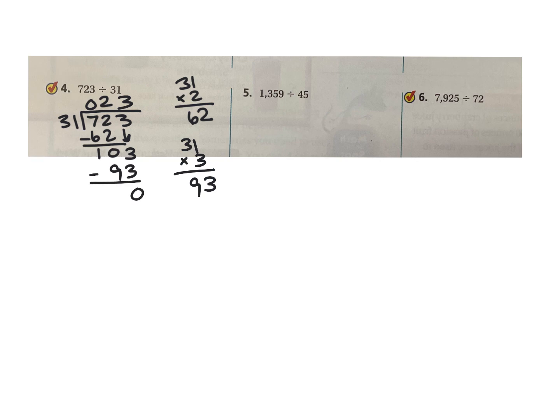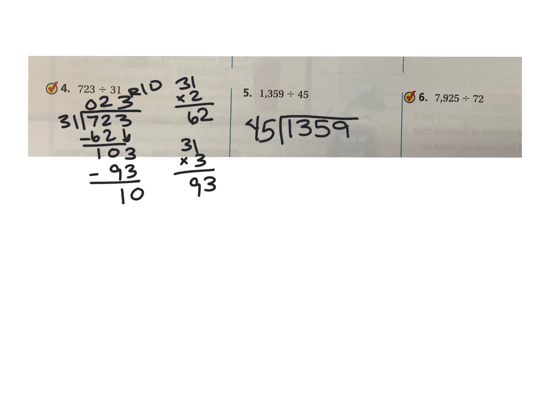3 minus 3 is 0. 10 minus 9 is 1. So I have a remainder of 10. 23, remainder 10. We'll do the next one. This is 1,359 divided by 45.